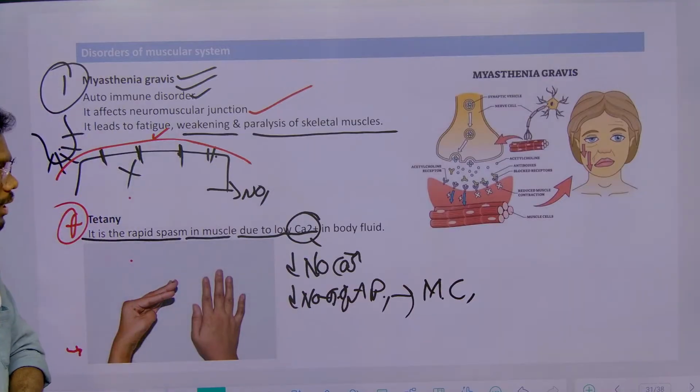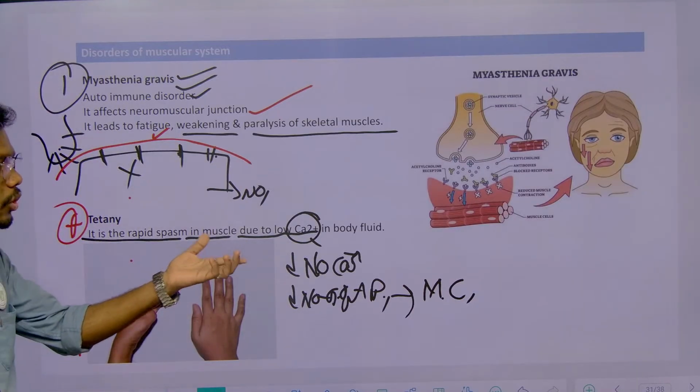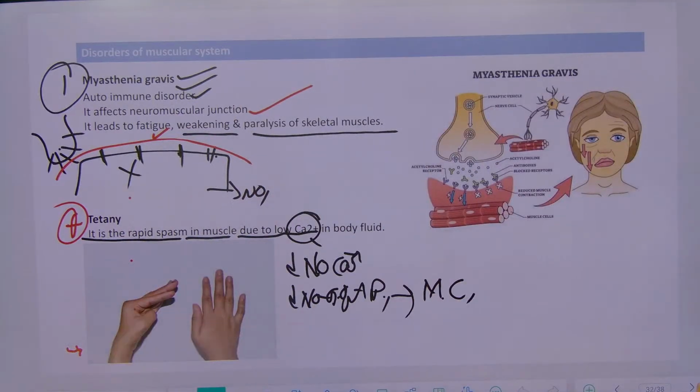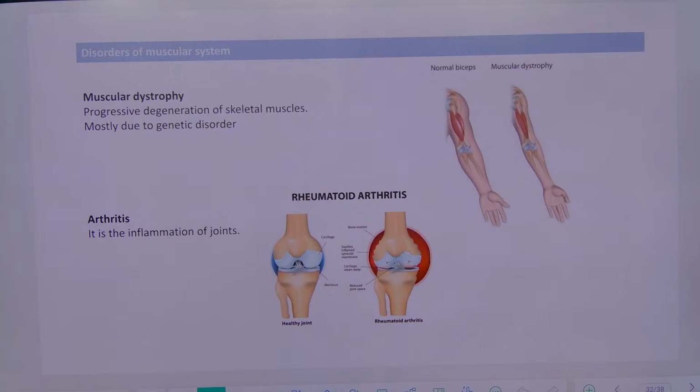It is the rapid spasm in muscles due to the low calcium levels, right? So the next disorder is muscular dystrophy. There is one gene called the dystrophin gene, which is very important for muscle. Dystrophin is one of the largest genes, largest proteins, which is very important for muscle. If that gene was lost, if that gene was unable to do its function, what happens? Then there will be a disorder called muscular dystrophy.